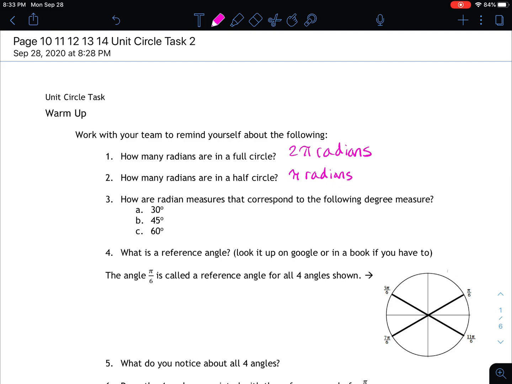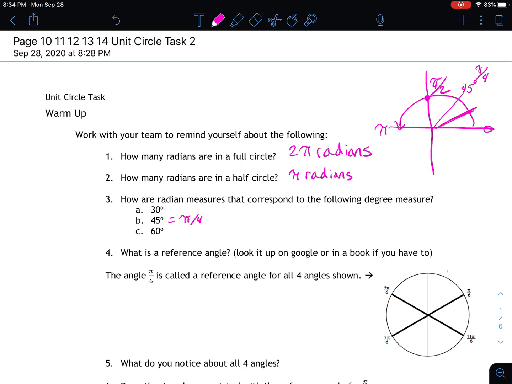Okay, how are radian measures corresponding with these following degree measures? So we want to know how many radians is 30 degrees, 45 degrees, and 60 degrees. So let's think about this here. If this is pi, and this is 0, here's where we're going to start. That means this right here would be half pi radians. And we know that this is 45 degrees. So that means this is going to be pi over 4. So I started with that one. Pi over 4 radians.